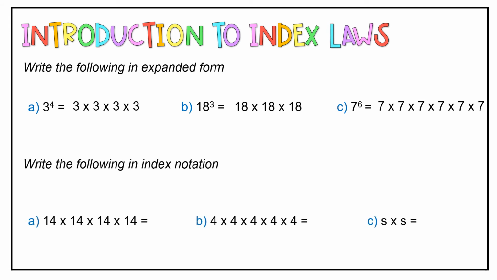Now let's have a go at doing it the other way around. We're going to start with expanded form and go to index notation. So if we have a look at a, 14 times 14 times 14 times 14. We're multiplying 14 by itself 4 times, so to write that in index notation, it would be 14 to the power of 4. Let's have a look at b. 4 times 4 times 4 times 4 times 4, that's 4 multiplied by itself 5 times, or 4 to the power of 5. And finally, let's have a look at c. s times s. s is being multiplied by itself twice, so it would be s squared.